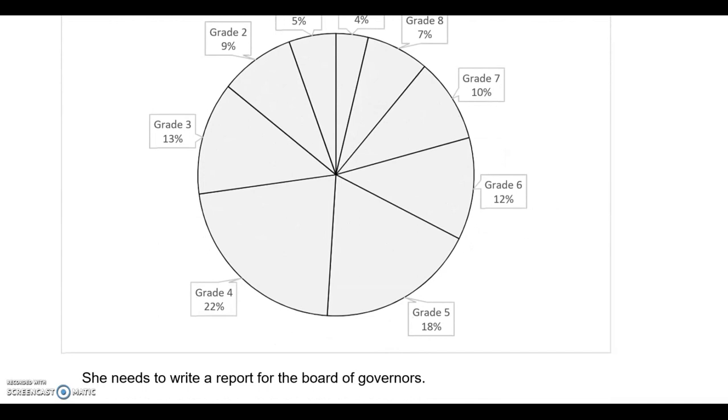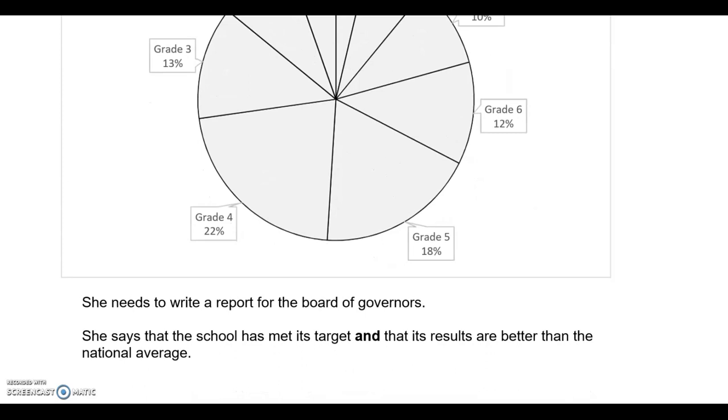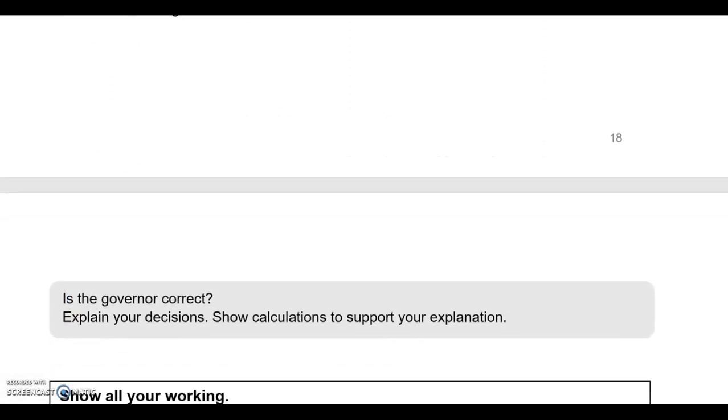She needs to write a report for the Board of Governors. She says that the school has met its target and that its results are better than average. Is the governor correct? Explain your decisions. Show calculations to support your explanation.